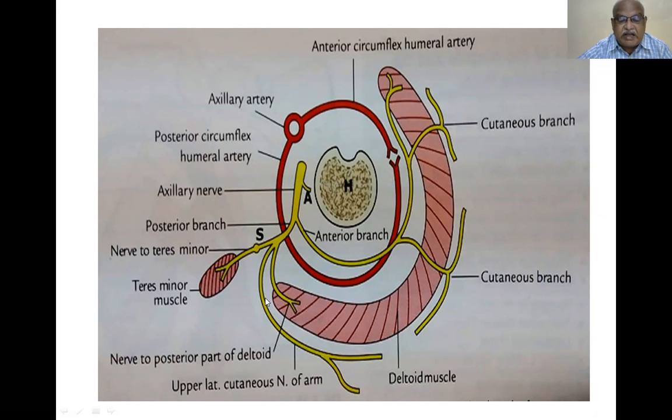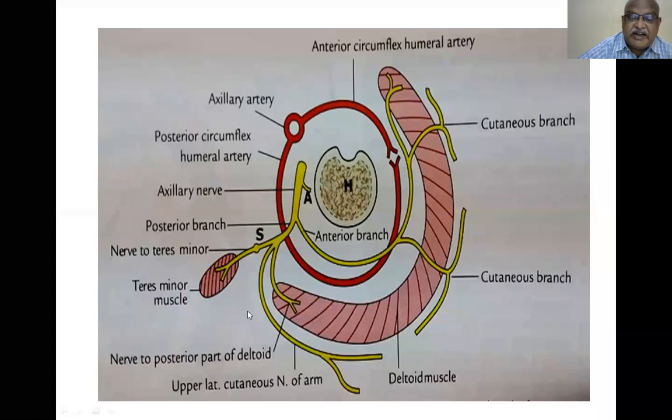The upper lateral cutaneous nerve of the arm does not penetrate the deltoid muscle. Whereas the posterior branch gives the nerve supply to the teres minor. This is posterior. I have got a pseudoganglion. So axillary nerve damage is associated with loss of function of deltoid and loss of function of teres minor.